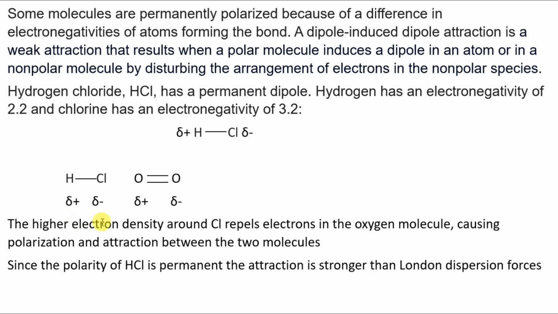Now, if that polar molecule lines up with a non-polar oxygen molecule, electrons in the double bond of the oxygen can be repelled away by the slight negative charge on the chlorine part of HCl, creating a temporary dipole. The higher electron density around Cl repels electrons in the oxygen molecule, causing polarization and attraction between the two molecules. Since the polarity of HCl is permanent, the attraction is stronger than London dispersion forces.